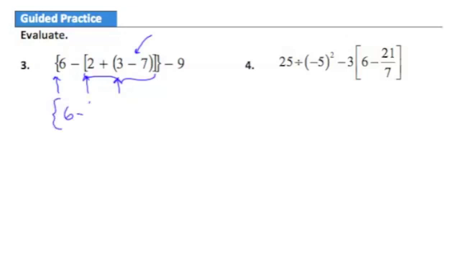So 6 minus, then we have our bracket, 2 plus the answer inside the parentheses. That's a 3 minus 7, so I'm going to think of that as 3 plus negative 7. 3 plus negative 7 is negative 4. Okay, still working inside the brackets there. We have 2 plus negative 4. That's going to give us negative 2.